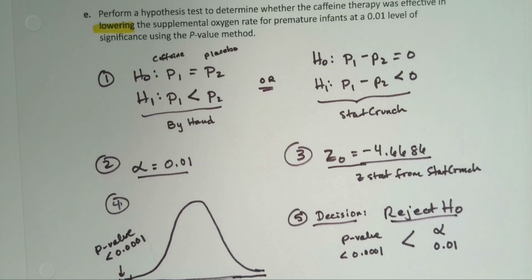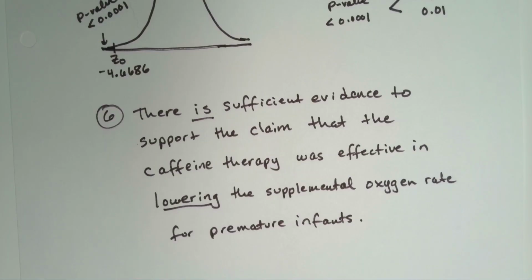So I'm just going to write that up real quick. There, I just wrote it up. So there is sufficient evidence to support the claim that the caffeine therapy was effective in lowering that supplemental oxygen rate for premature infants. I basically just stole what was written in the problem, where the word lowering was, and that was perfect for our claim.